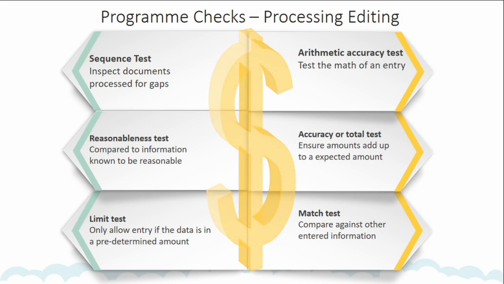Let's go through a few detailed program checks for processing. For example, arithmetic accuracy means that it checks the maths that has been entered into the system.